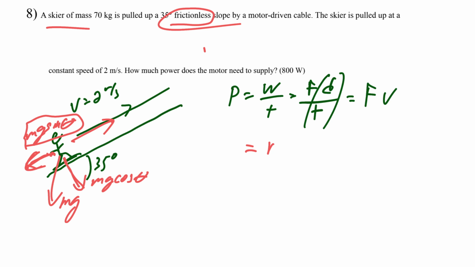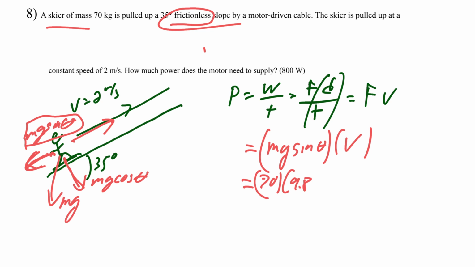So the force then should be mg sine theta. That's the force going up, and then we'll just multiply that by the velocity. So our skier's mass was 70 times 9.8 times sine of 35 times 2 meters per second.